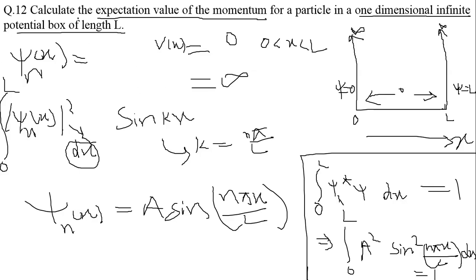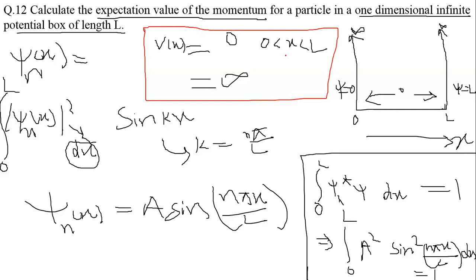What we did in this question is, we want to calculate the expectation value of momentum for a particle in a one-dimensional infinite potential box of length L. This is the potential form of a one-dimensional infinite box potential. In the region of x from 0 to L, the potential is 0, and the potential outside this region is infinite. So in this region 0 to L, we put V equal to 0.